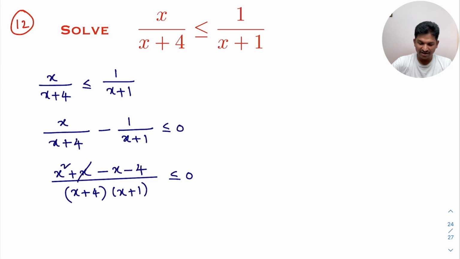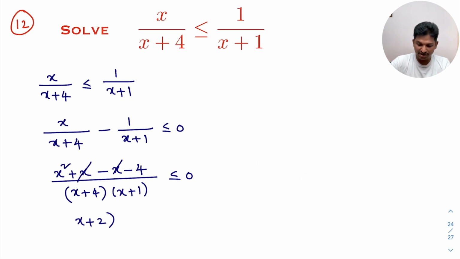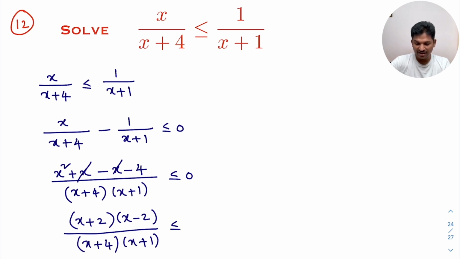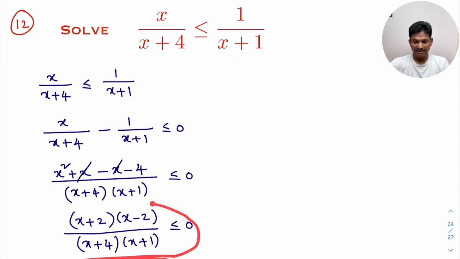Now plus x minus x will get cancelled. What is there in the numerator? In the numerator, x square minus 4 is there. x square minus 4 can be written as, now this 4 can be written as 2 square. So this is x plus 2 into x minus 2. So the numerator is x plus 2 into x minus 2, divided by x plus 4 into x plus 1, less than or equal to 0. I simplified this inequality and got it like this.